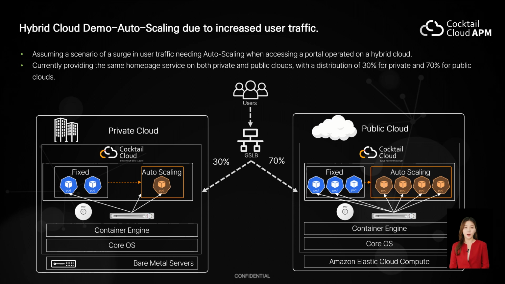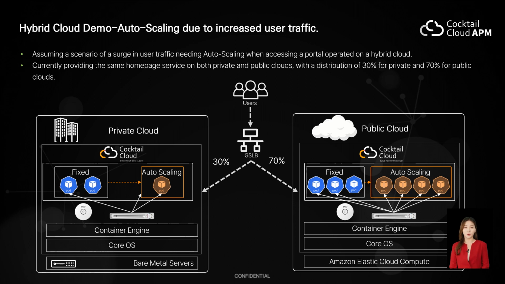Additionally, the same homepage service is hosted on both the private cloud and the external public cloud, with a global server load balancer configuration distributing 30% of the traffic to the private cloud and 70% to the public cloud. We have configured auto-scaling to trigger when CPU usage exceeds 70%. As a result, in this demo, we will demonstrate how the number of pods in the private cloud increases from 1 to 3, and the number of pods in the public cloud increases from 3 to 7 as a response to this CPU usage spike.